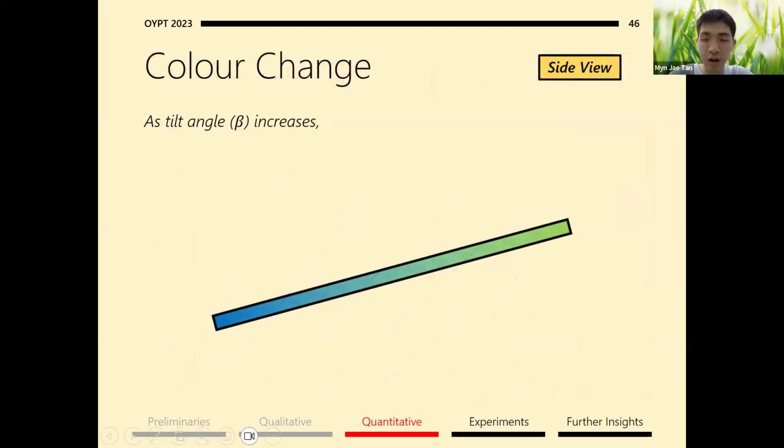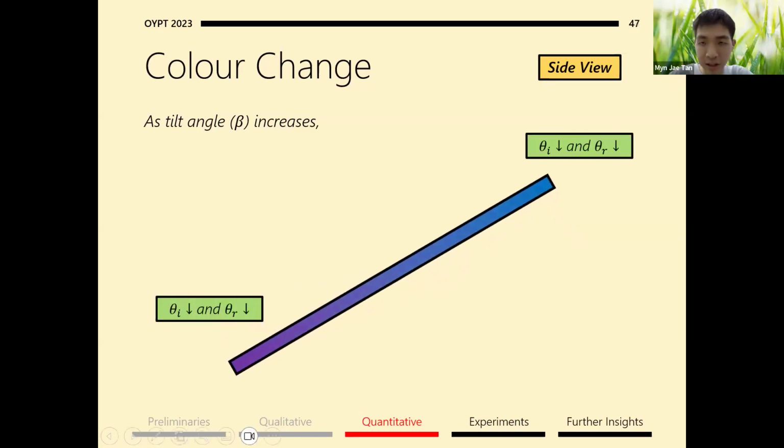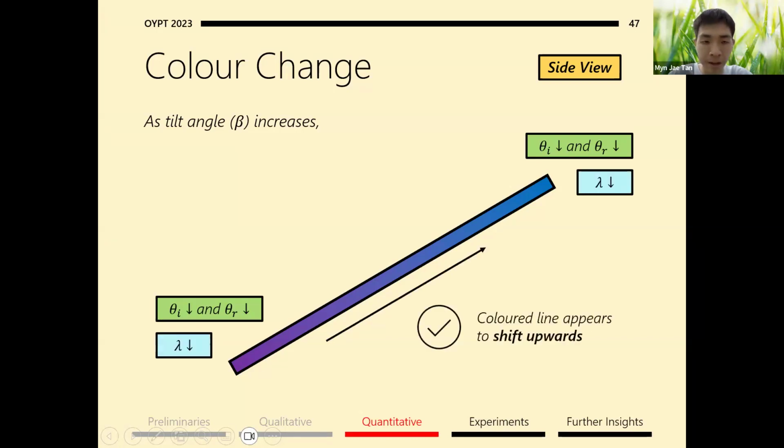So next, I'll be moving on to explain how the color changes depending on the different angles. So let's say we increase the third angle of the disk. The incident and reflected angles at both sides of the disk will decrease. So this causes the wavelength of light to decrease also. What effect this has is that it causes the colored line to appear to shift upwards on the disk.